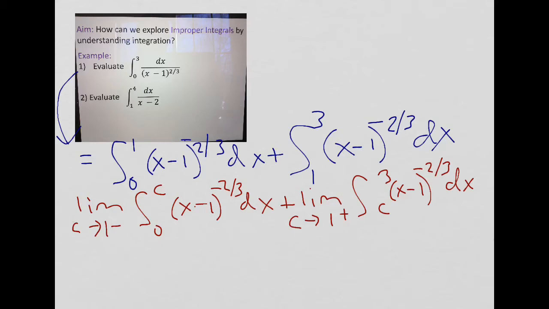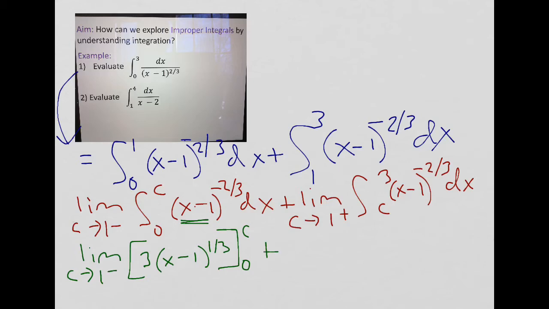Okay, so now let's actually start evaluating. We can use a u substitution, but if it's like x or x minus 1 or x plus 2, it's going to work out very nicely. So if I add 1 to the exponent, I get 1/3. If I divide by 1/3, it's the same as multiplying by 3. And I'm going to be plugging in c and 0.